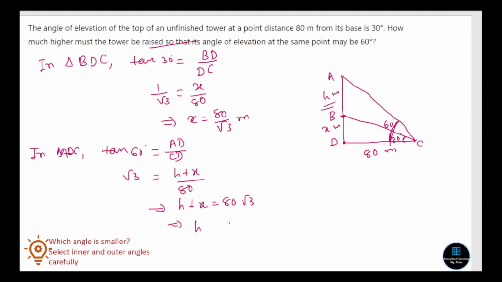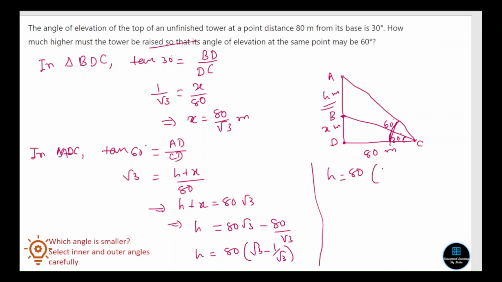So h is equal to 80 root 3 minus, you have to subtract x, so minus 80 upon root 3. If I take 80 common, what do we get? Root 3 minus 1 upon root 3. See, we can't keep an irrational number in the denominator, so we have to simplify this. So h is equal to 80, and if I take the LCM, I'll get 3 minus 1 upon root 3.